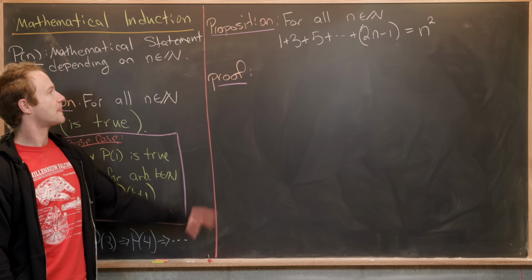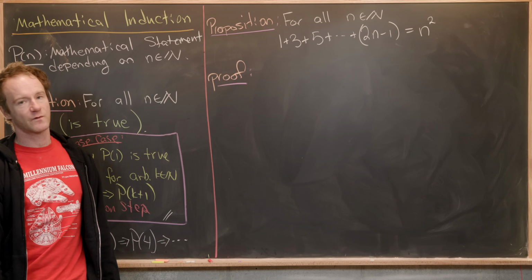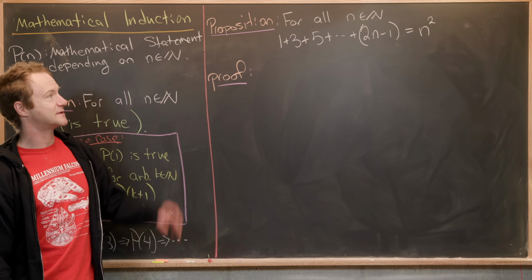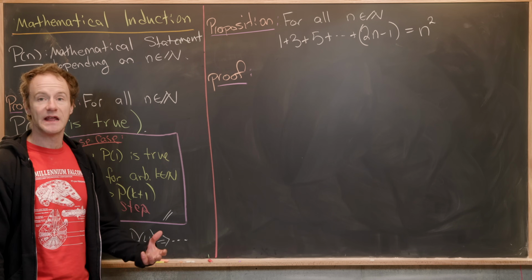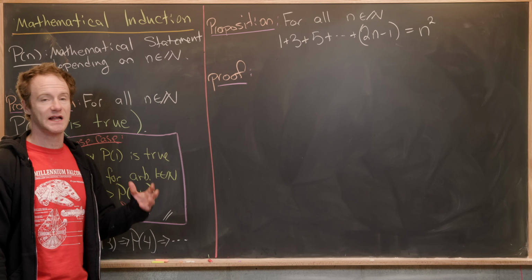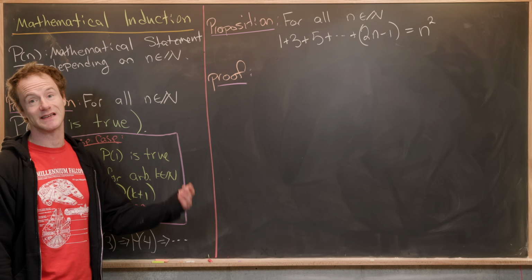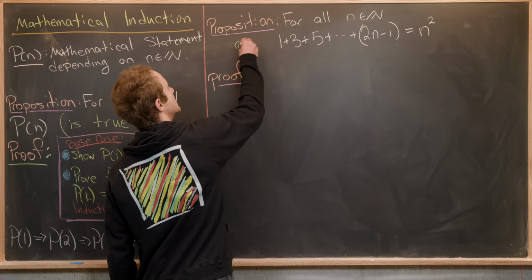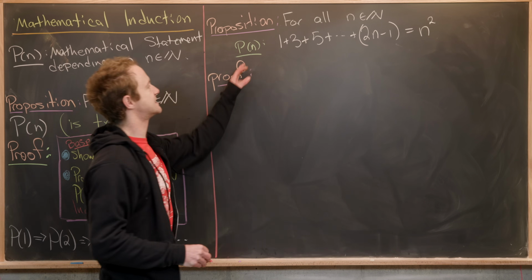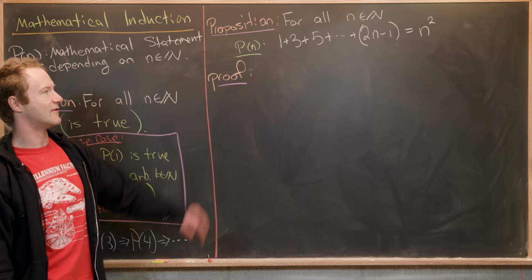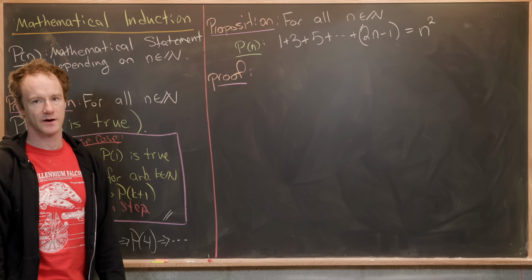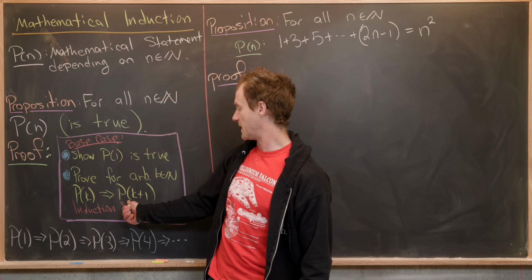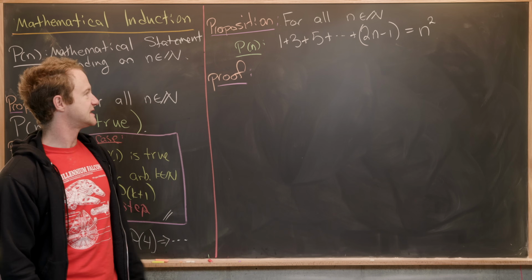Okay, so let's say we want to prove this statement. For all natural numbers n, 1 plus 3 plus 5, all the way up to 2n minus 1 is equal to n squared. In other words, the sum of the first n odd natural numbers is a perfect square, and it is in fact n squared. So let's outline what our statement is. Our statement, P of n, is this thing that says 1 plus 3 plus 5 all the way up to 2n minus 1 equals n squared. If we're following this outline, we want to show P of 1 is true, and then we want to show this implication. So let's see if we can do that.